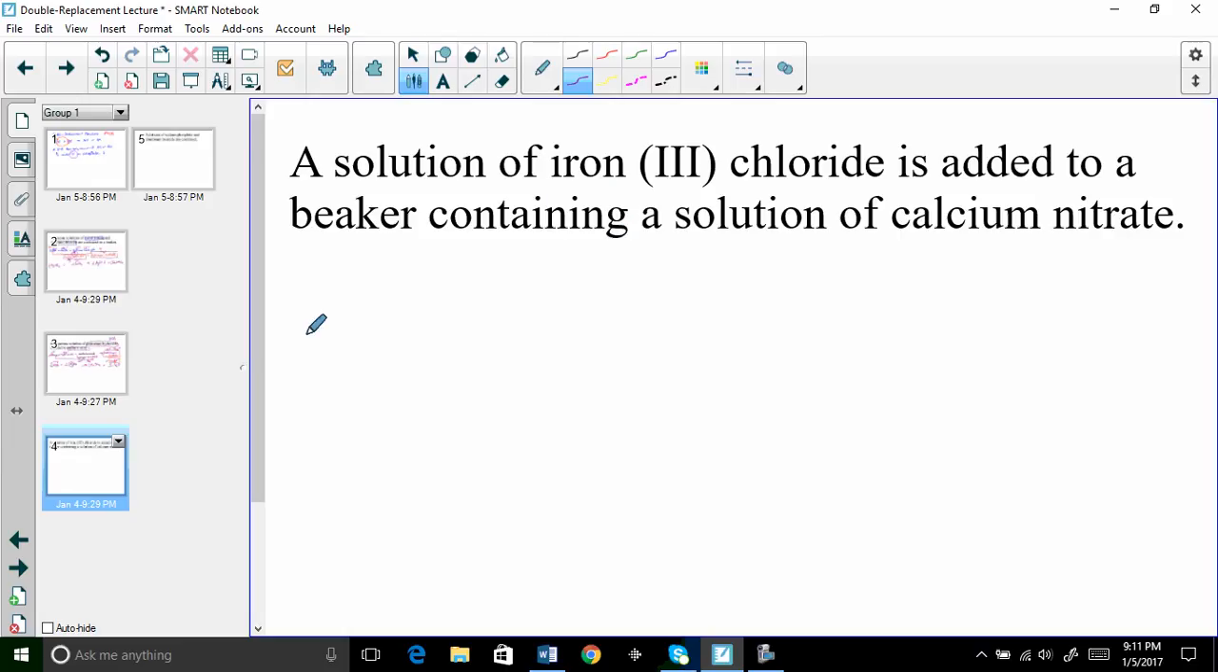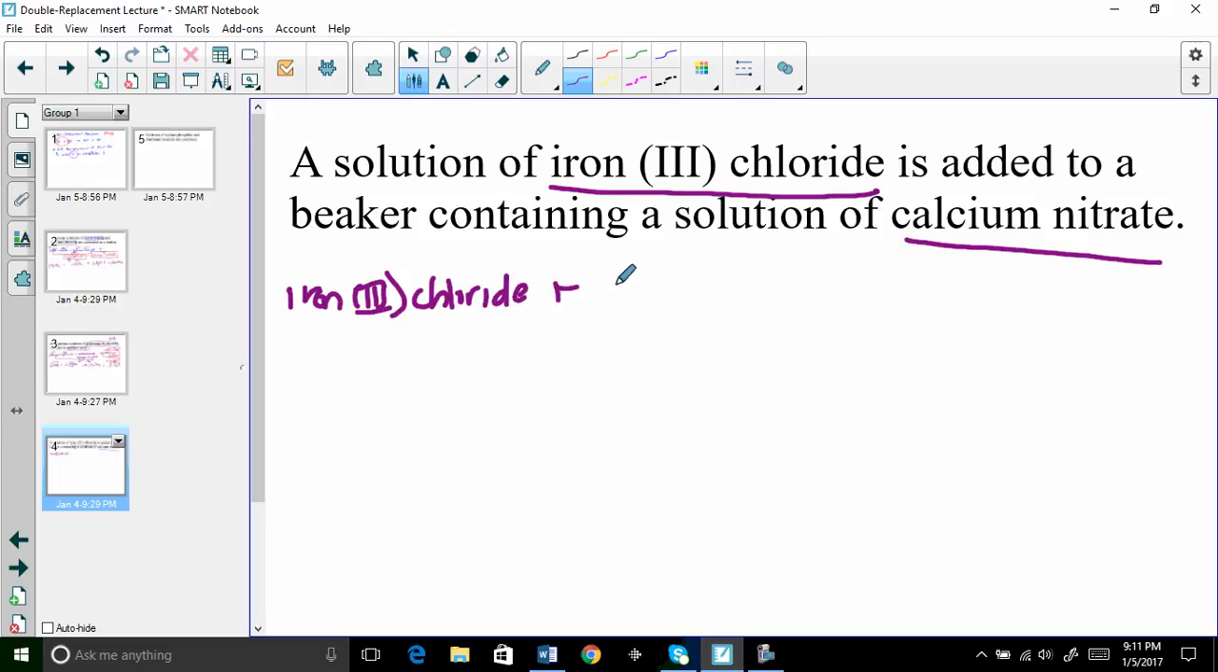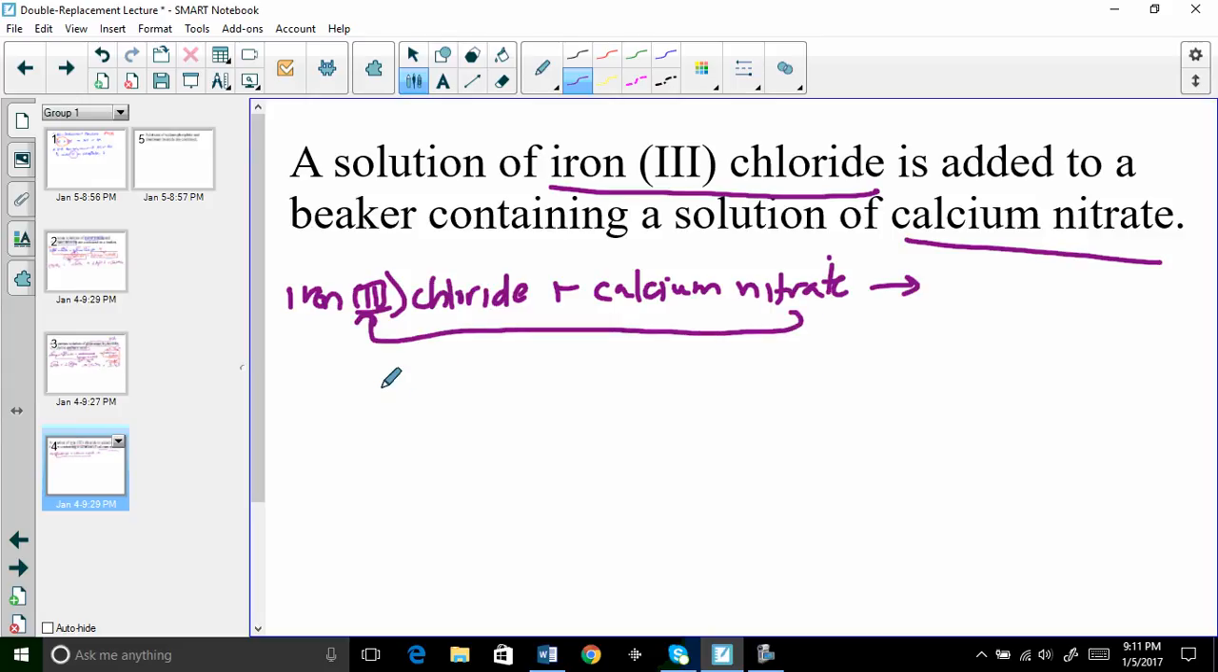Next one, my two reactants are iron 3 chloride and calcium nitrate. So iron 2, sorry, iron 3. I said 2, but it says 3 there. Iron 3 chloride and calcium nitrate. Again, why is this a double replacement pattern? Because double, double, or two reactants. Now I'm going to OI it. I put the outers together and I get iron 3 nitrate and calcium chloride.